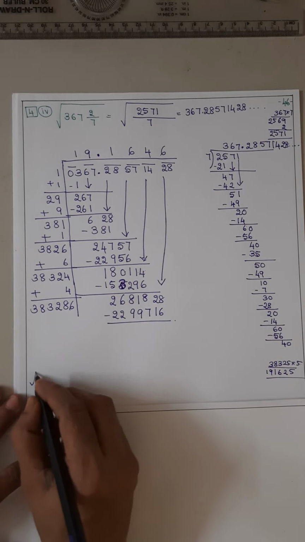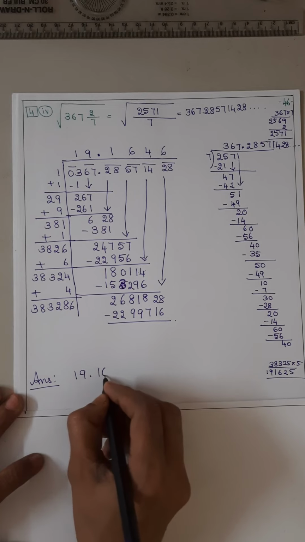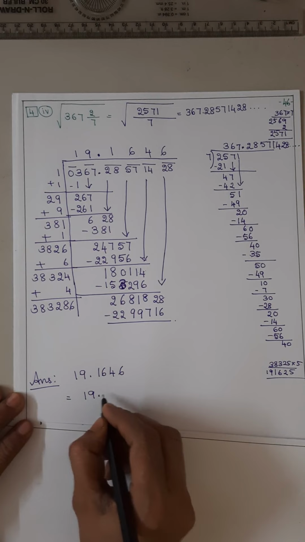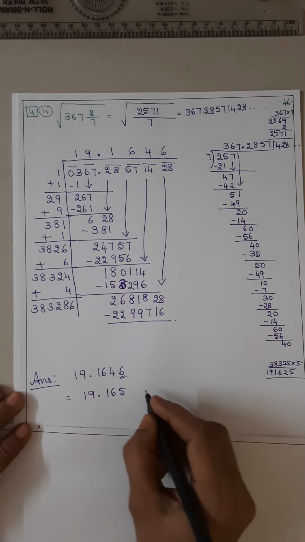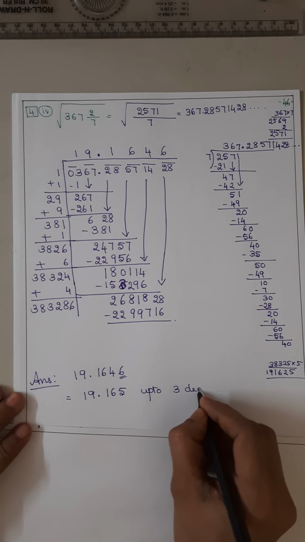So you got the answer 19.1646, but it is 19.165 because it is greater up to 3 decimal places.